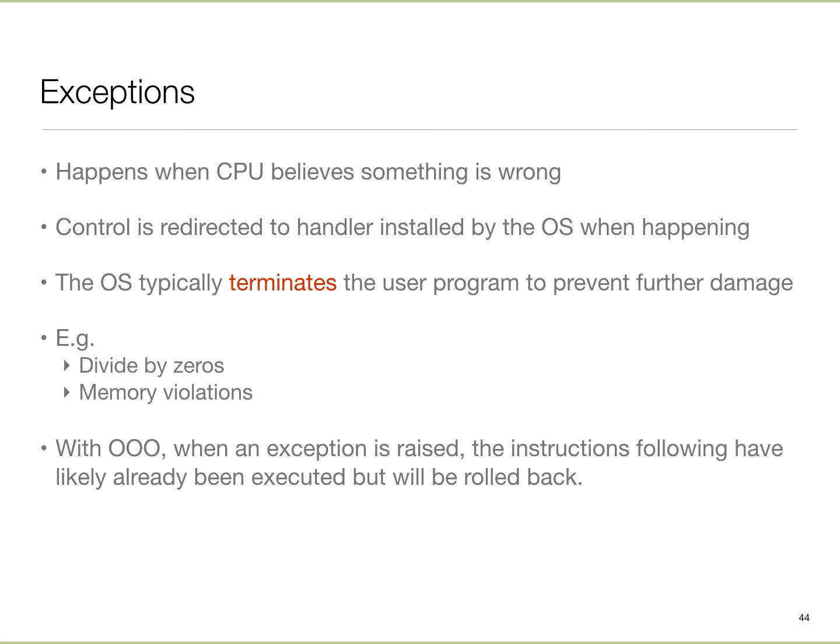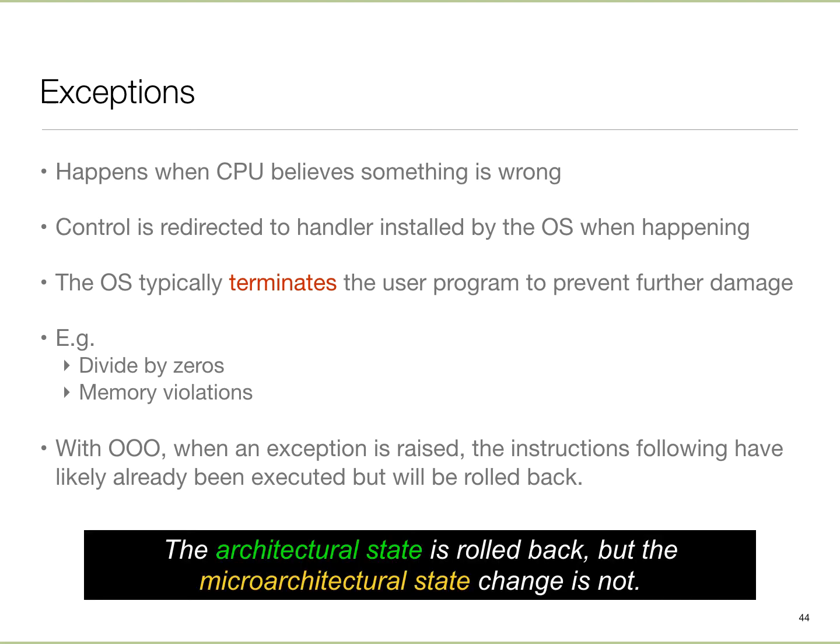Now, this is where the funny thing happens. The architectural state is rolled back in the processor. So the processor says, great, this exception happened, and of course that instruction C in my example shouldn't have been executed, so I'm going to undo the effect of C. But when they say they will undo the effect of C, what they really mean is if C wrote into some register, they're going to undo that. But if C caused some microarchitectural state change, like for example, if C had resulted in data being fetched into the cache, or if C had updated the branch predictor, that will not be changed.